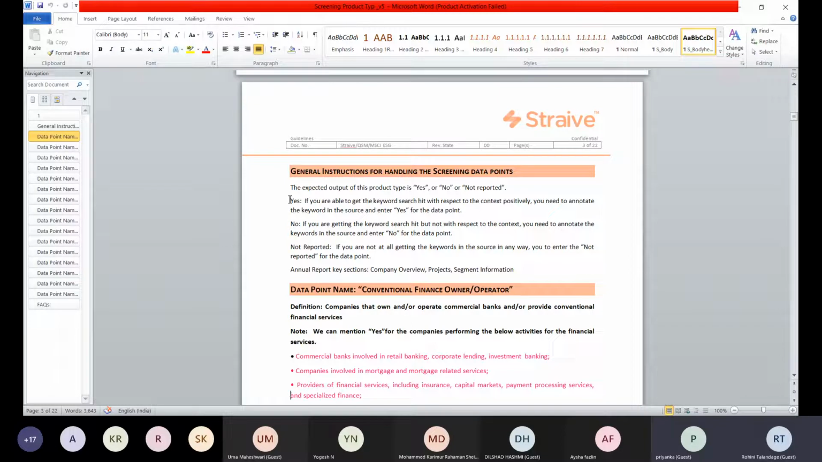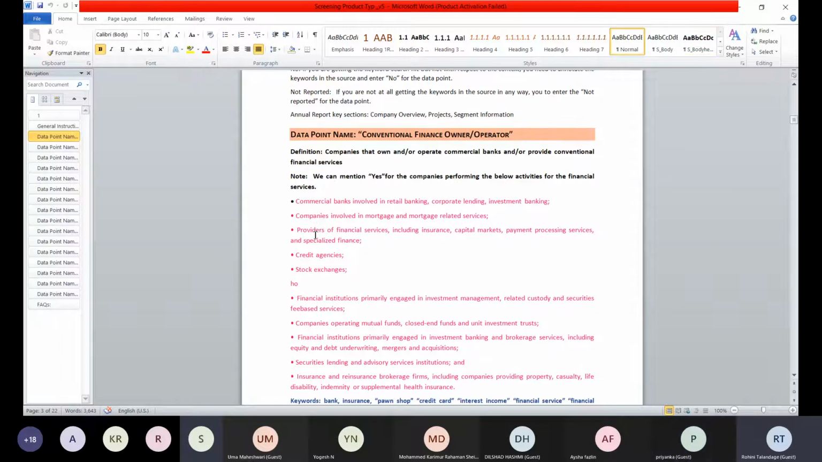Now I'm just explaining the concept. Once we go through the data points, I will explain when we can mark yes, what is the positive context and what is the negative context. We will mark yes only if the context is positive. We will mark no if that context is not related to that data point. If there is no hit for the keyword or no result for the keyword, we can mark not reported.